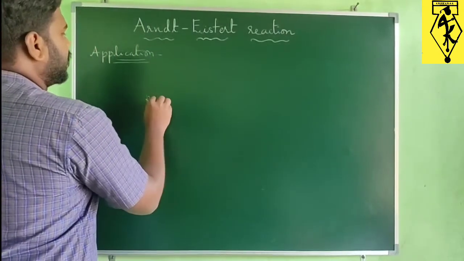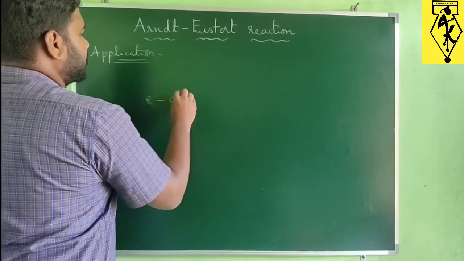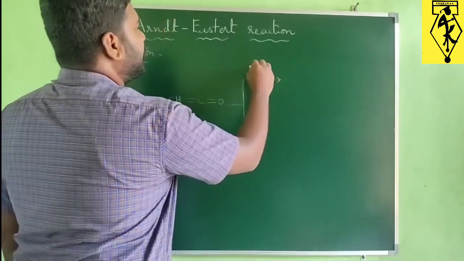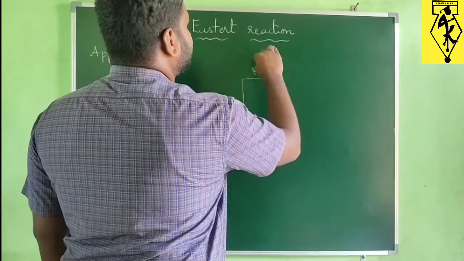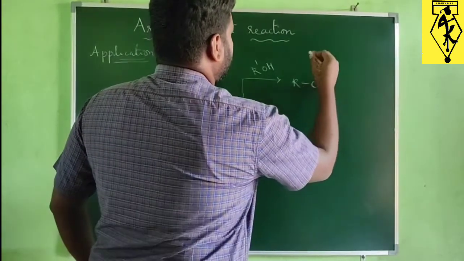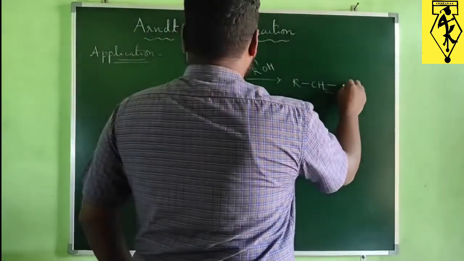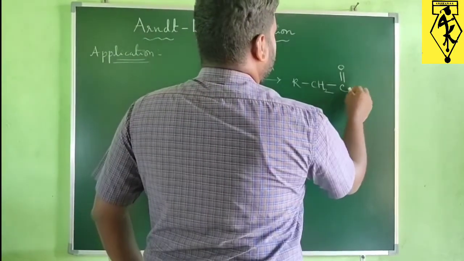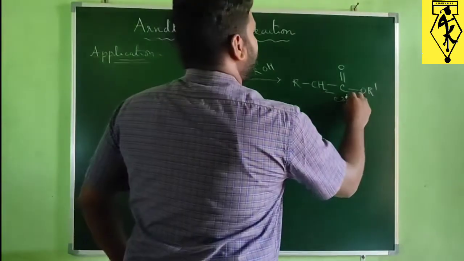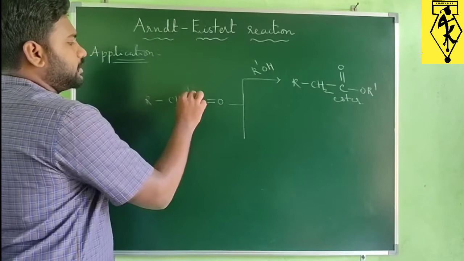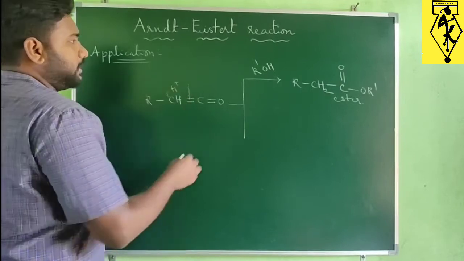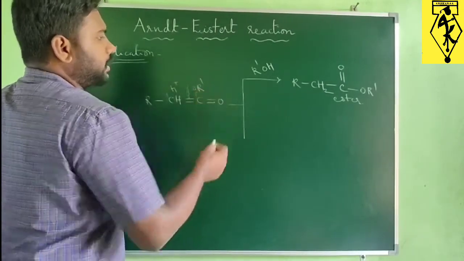So ketene, CH double bond C double bond O. In place of water, if we take alcohol, here we are going to get RCH2 C double bond O OR dash. So this is an ester. Simply, this double bond breaks, and H plus is added to this carbon, and OR is added to this carbon.